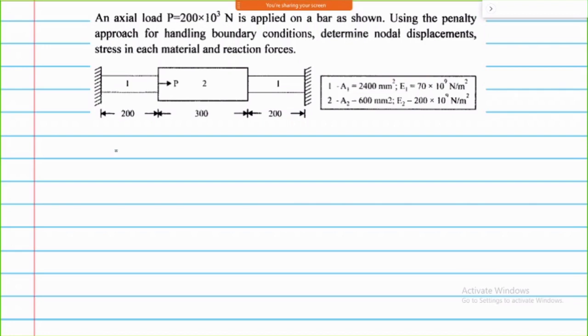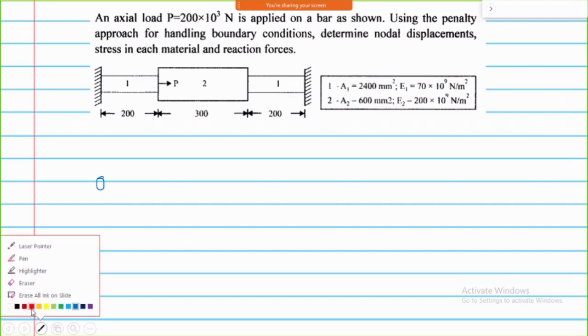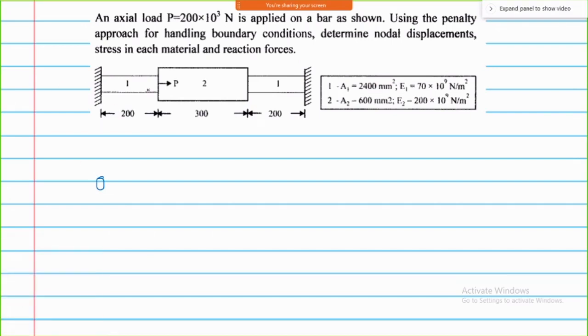First of all, what is to be done? We need to convert this particular model into an FEM model. That is the first step. This is one element, this is my second element, and this is my third element. I will give the node numbers 1, 2, 3 and 4, and element numbers 1, 2 and 3 here.